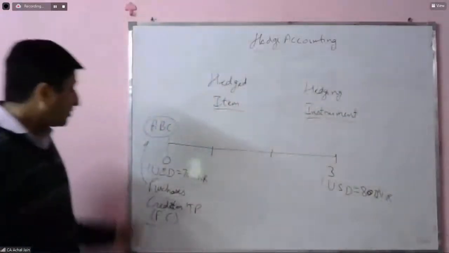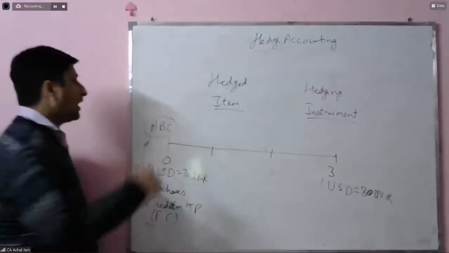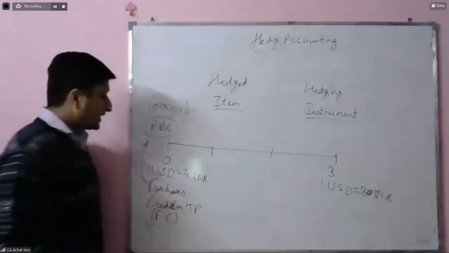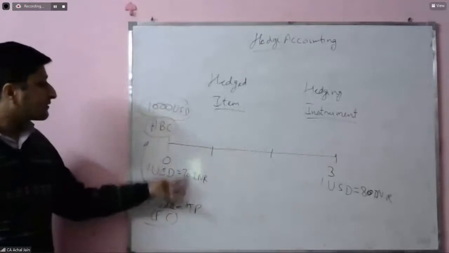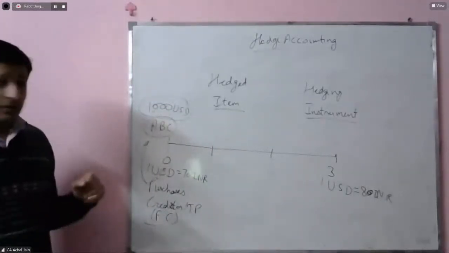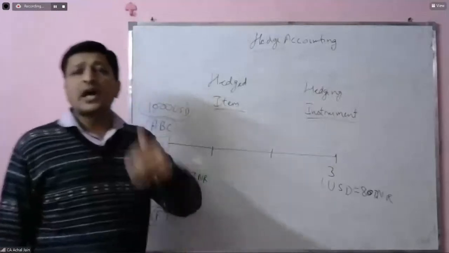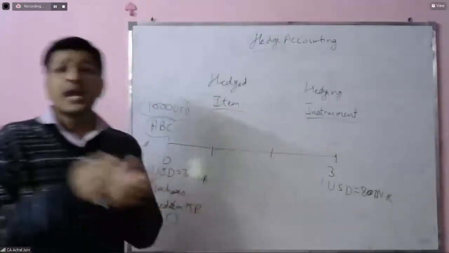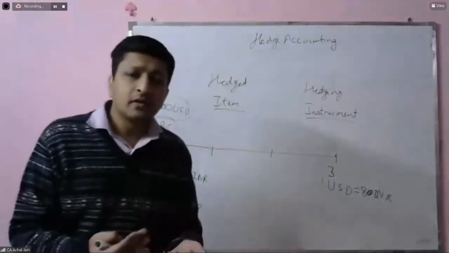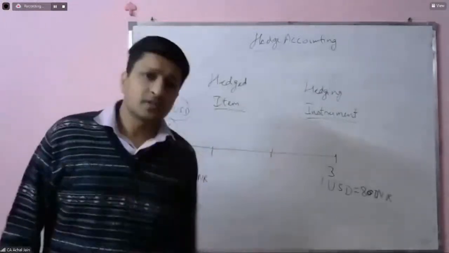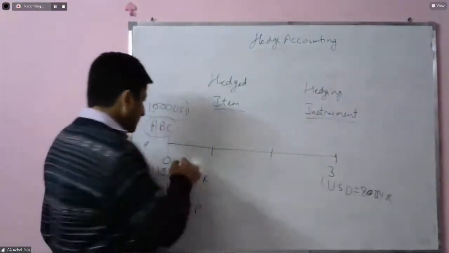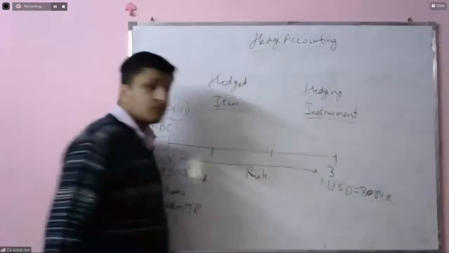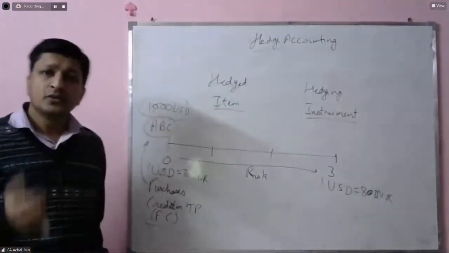Correct? Now today, if the purchases are 1000 USD, then the INR equivalent payout will be 70,000. But after 3 months, its INR equivalent payout could be 80,000. So that means more cash outflow may happen just because of change in foreign currency. And that's why we are saying this has posed a risk, or you can say exposure to foreign currency.